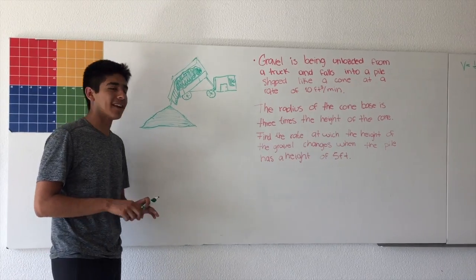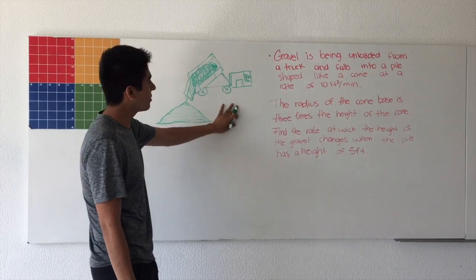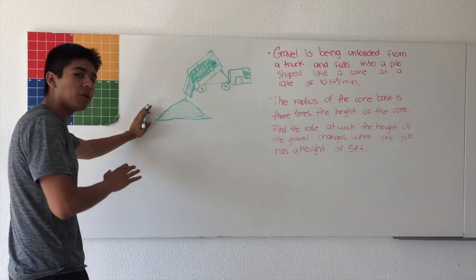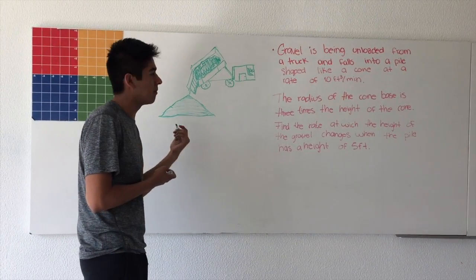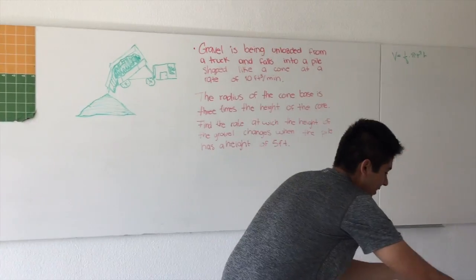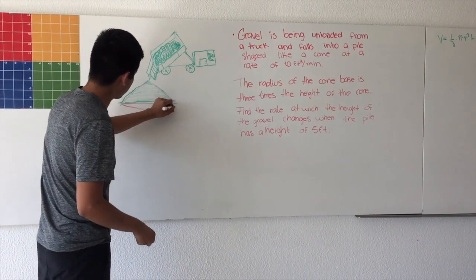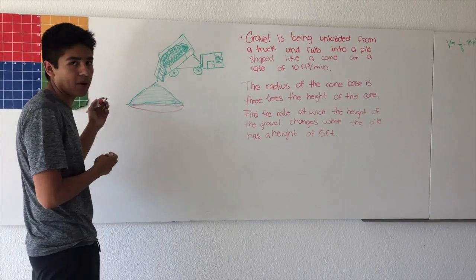Answering the question that our friends had, we're going to solve this problem. Okay, so first of all, a truck is unloading gravel into a pile shape. We need to know what figure is forming, so we can solve the problem. As we can see, it is making a cone shape. So first, we need to get the formula for the cone in order to solve the problem.